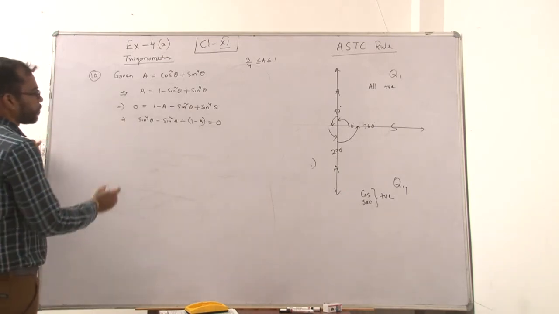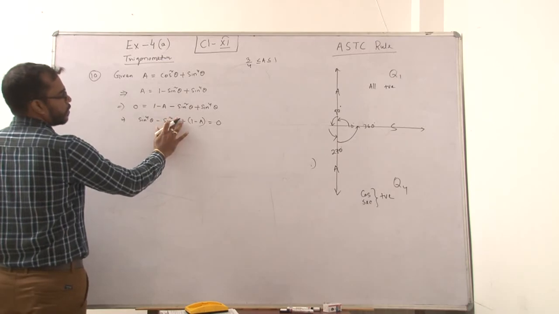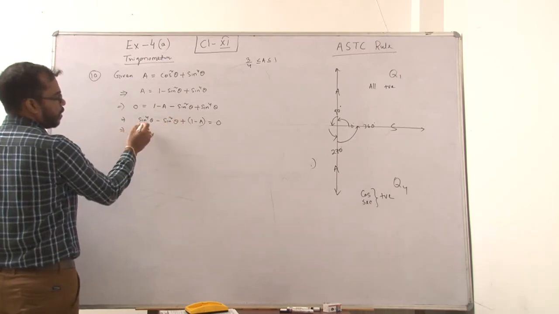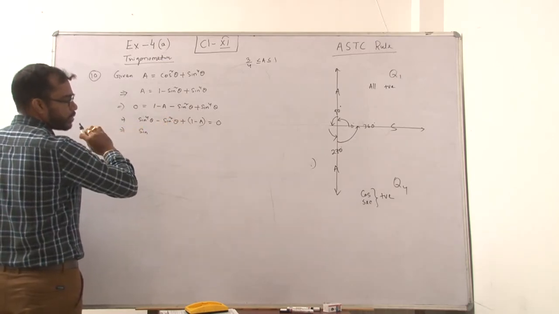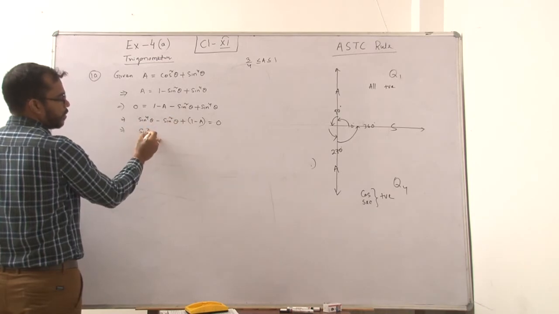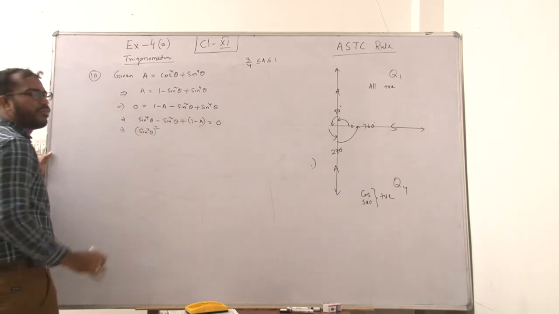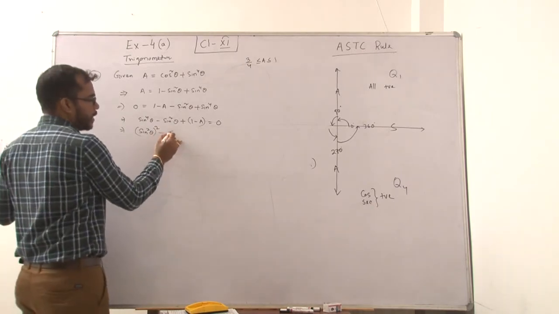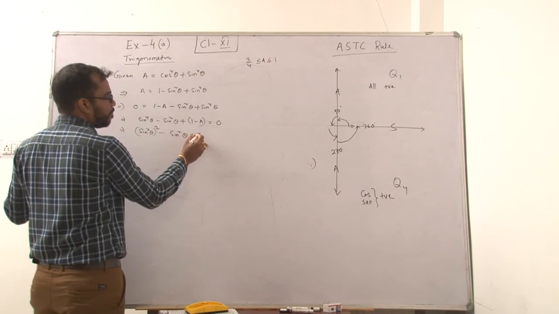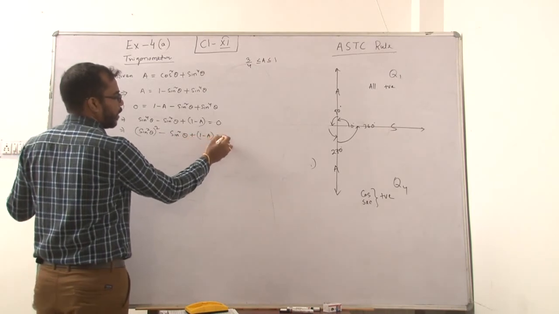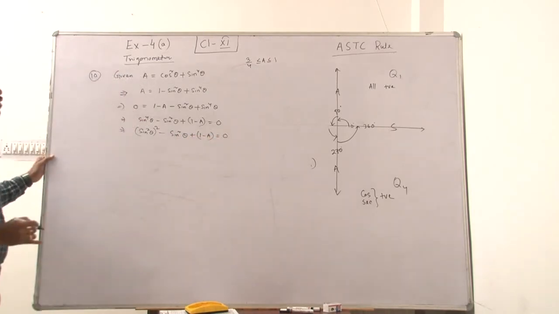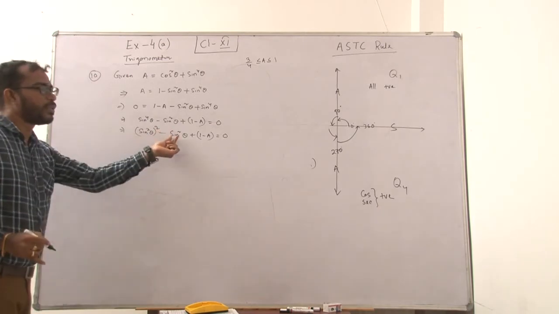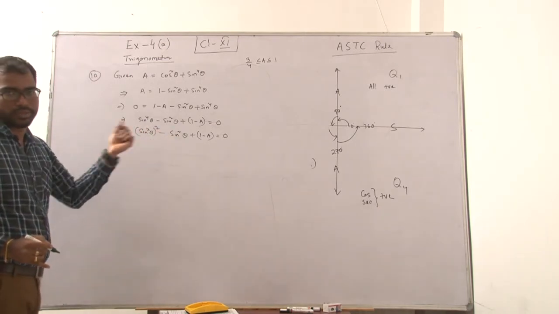So here, you can write it in a single form, that is in sin form. You can write sin 4 θ as (sin square θ) whole square, minus sin square θ, plus 1 − A, equal to 0. So here there is a repeated part, that is sin square θ.